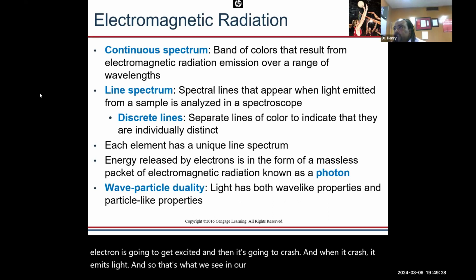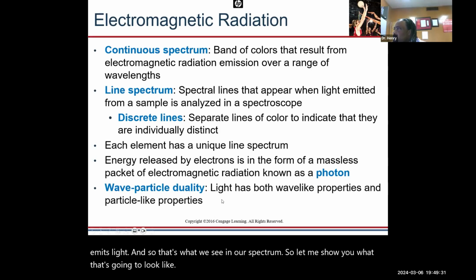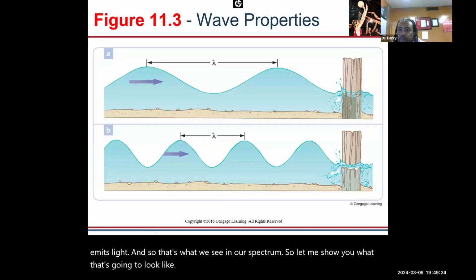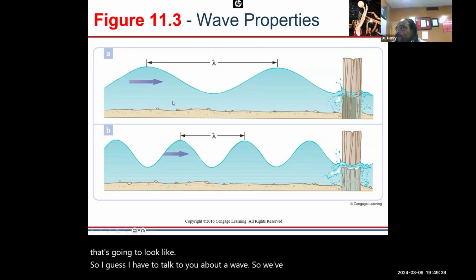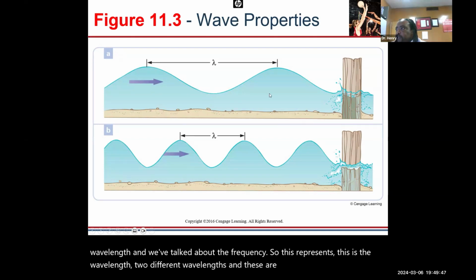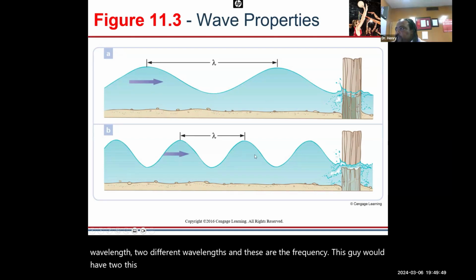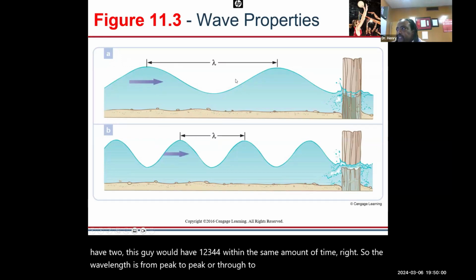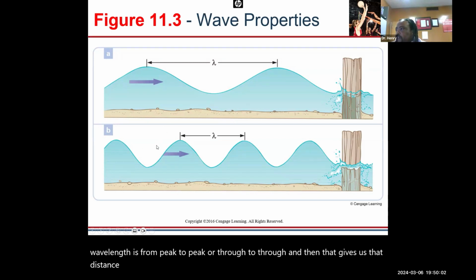Let me show you what that's going to look like. I guess I have to talk to you about a wave. We've already talked about the wavelength and the frequency. These are two different wavelengths, and this is the frequency. This one would have 2, and this one would have 1, 2, 3, 4 within the same amount of time. The wavelength is from peak to peak, or trough to trough, and that gives us the distance. The frequency is how frequently those waves occur within a time interval.